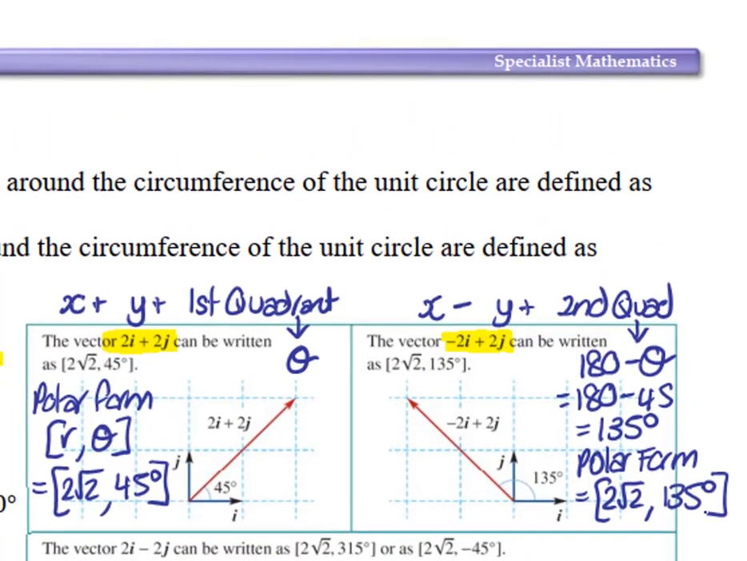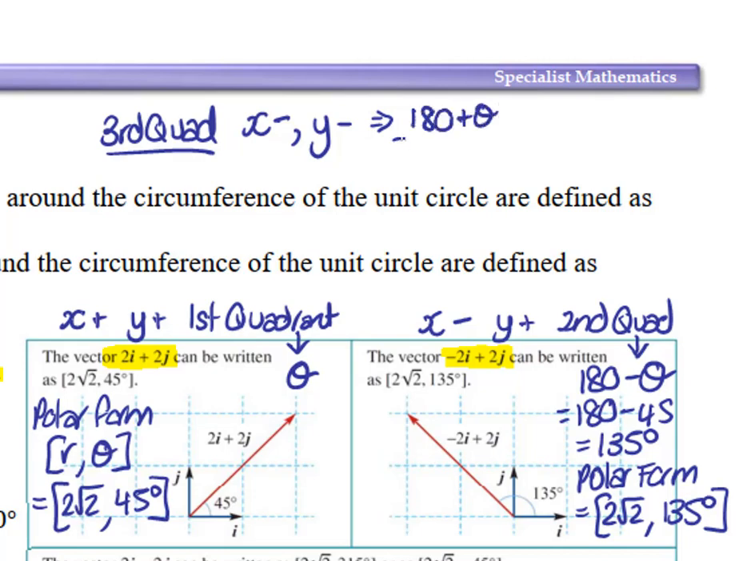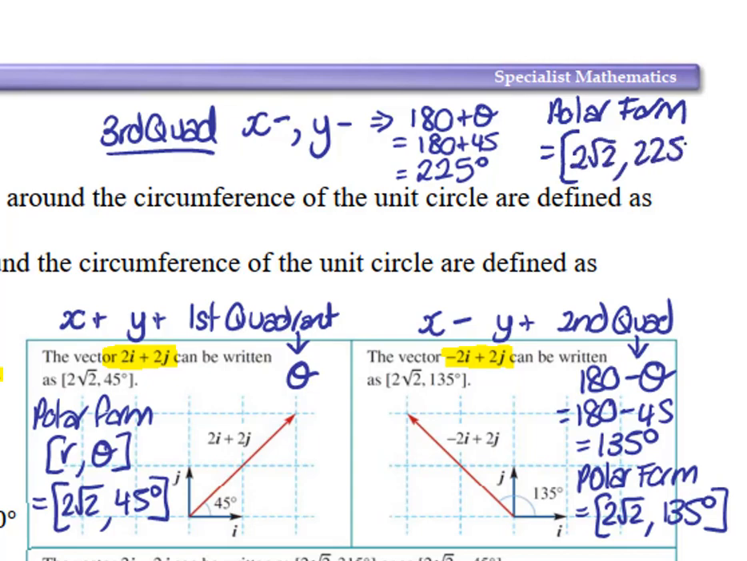Now I don't have one for my third quadrant, but if I was in the third quadrant, put it up here, that would be x is negative and y is negative. So I would have to do 180 plus theta, which is 180 plus 45, which is 225 degrees. So my polar form would be equal to 2 root 2, 225 degrees.